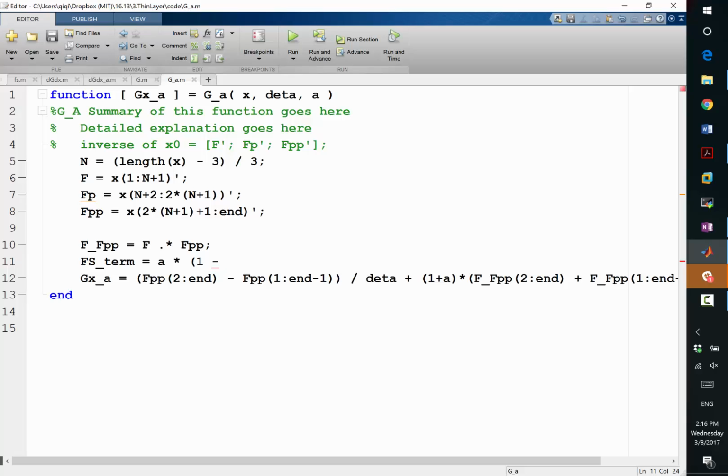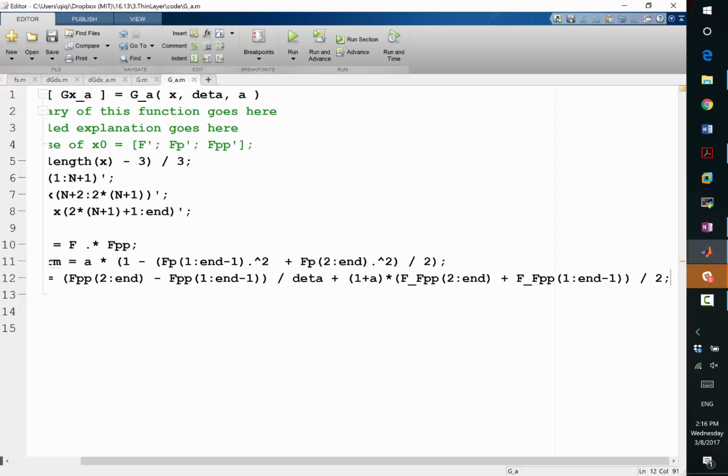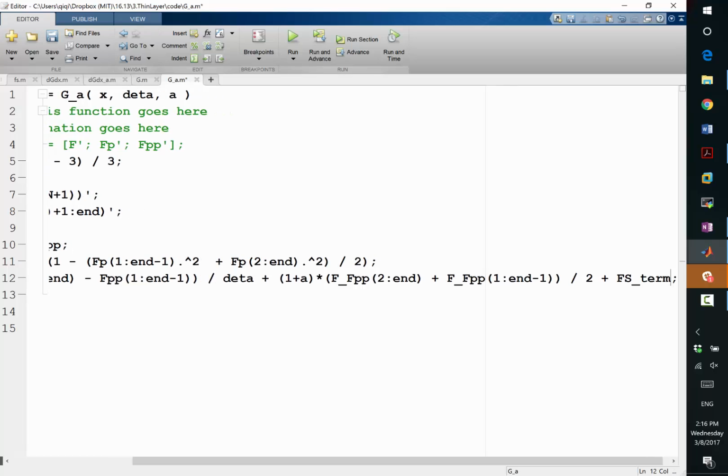Remember, this equation is an approximation in the middle of the grid, in between two grid points. So again, let's use the trapezoidal rule to approximate Fp squared. So Fp 1 to n minus 1 squared, plus Fp 2 to n squared, divided by 2. That's my new term, plus the Fs term. That's my modification in the G.